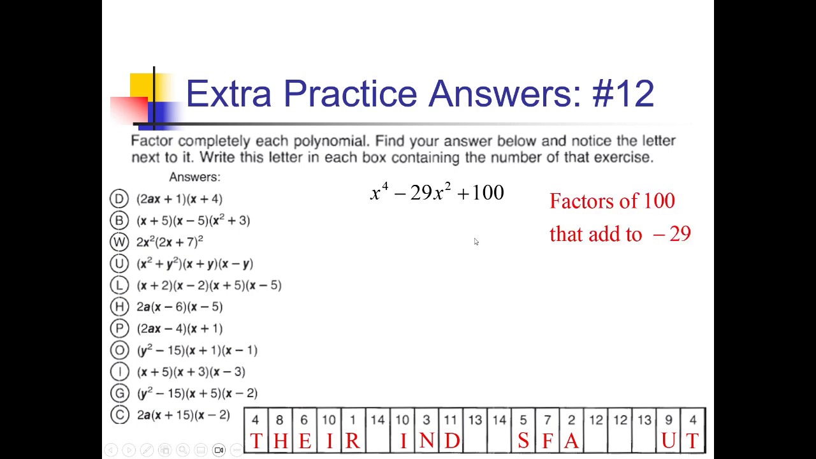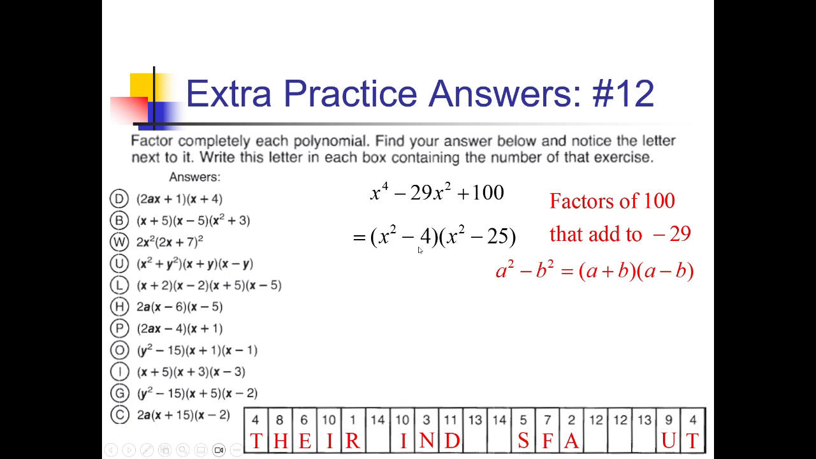1 and 100 won't work, 2 and 50 is no good. 4 and 25 works if they're both negative. So I'm going to write not x, but x squared minus 4 and x squared minus 25. That'll get me the x to the 4th when I multiply this back out. Now I'm not quite done factoring because these are both differences of squares, so I can use my a plus b, a minus b shortcut that I use whenever I see an a squared minus b squared situation.